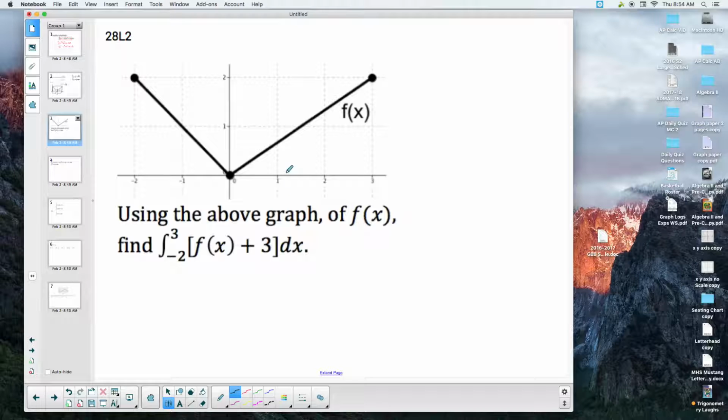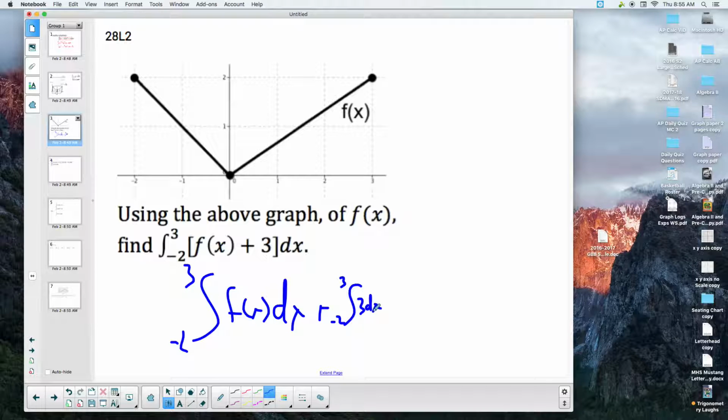All right. So the next one, using the above graph, find the integral from negative 2 to 3 of f of x plus 3 dx. First thing we'll do is we'll split this: negative 2 to 3 of f of x dx plus from negative 2 to 3 of 3 dx. Negative 2 to 3, from here to here.